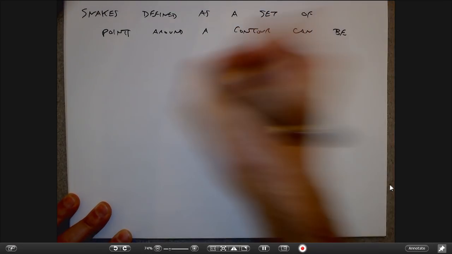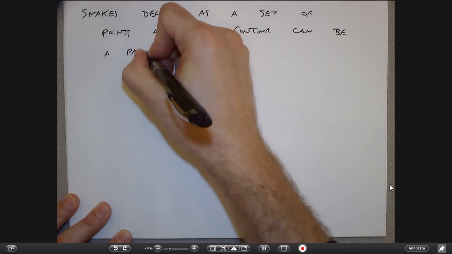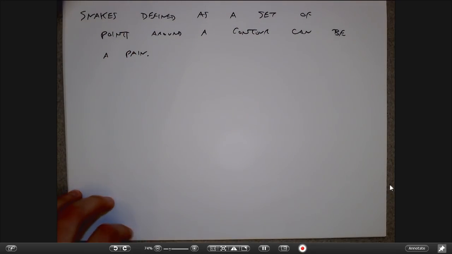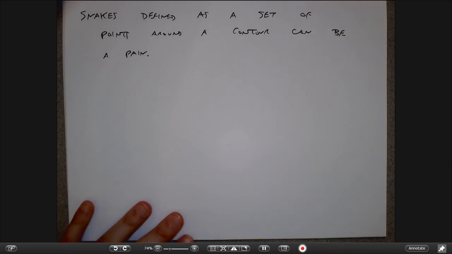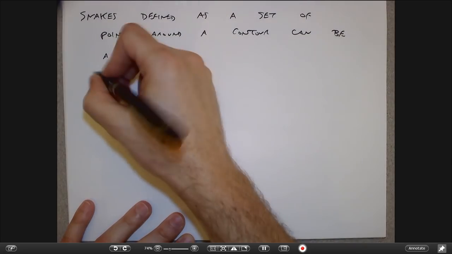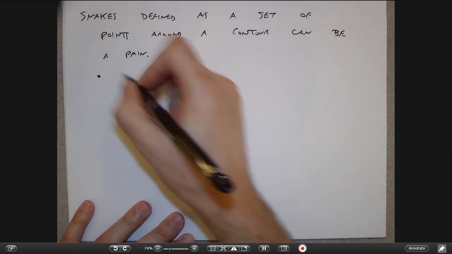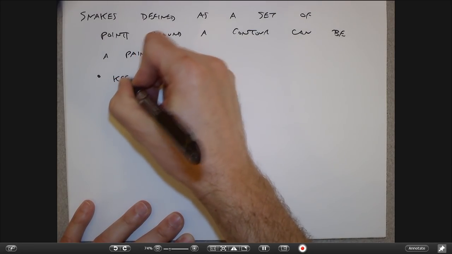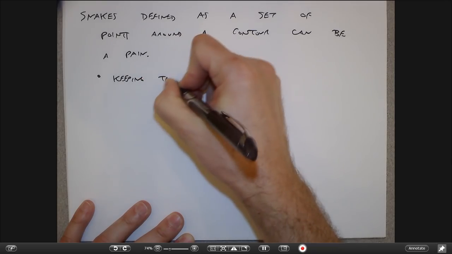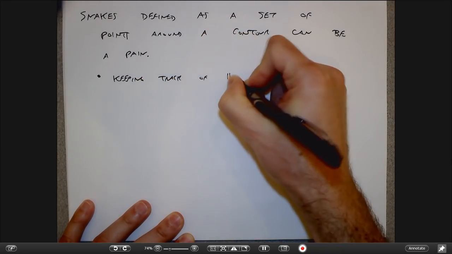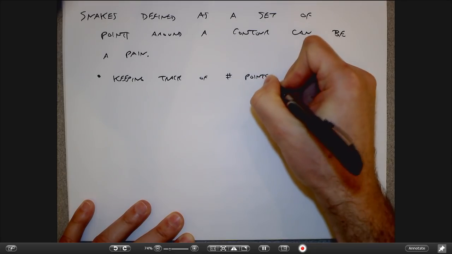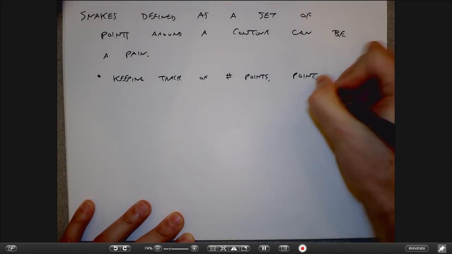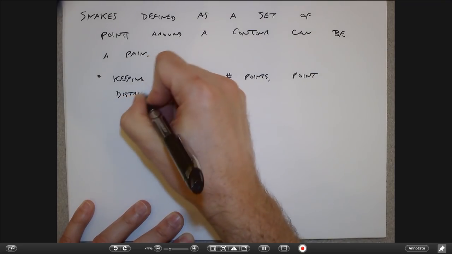When snakes were first introduced, people were like, oh, this is pretty cool. And so for a while there was a lot of work on these kinds of contour-based things. And then it was observed that there are some problems. Part of it is that keeping track of the number of points around the contour, the point distribution around the contour, is a pain.